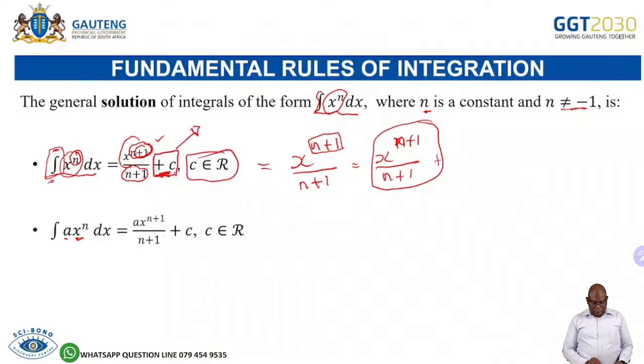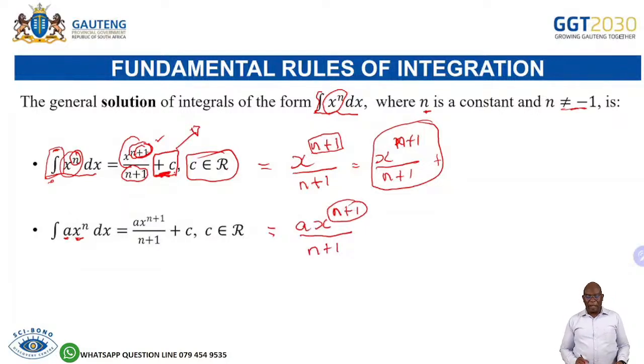So now, what about when we are multiplying x to the power n by a? We'll have the same thing. The a is a constant value, a coefficient. We say x to the power n plus 1. Whatever we have there, we divide it by that thing there, which is n plus 1. Okay, and that's how we integrate. So integration is quite easy.